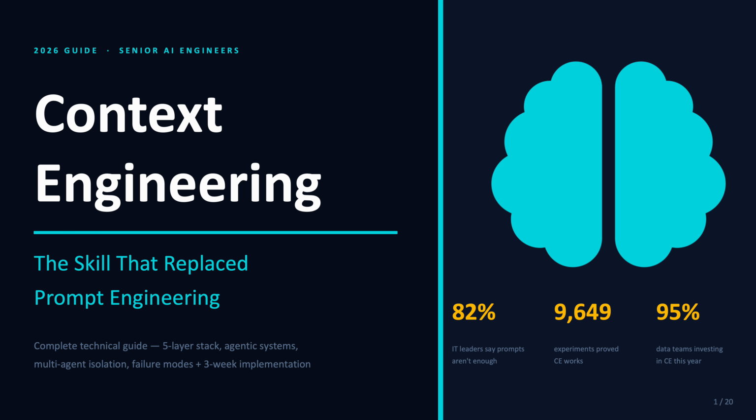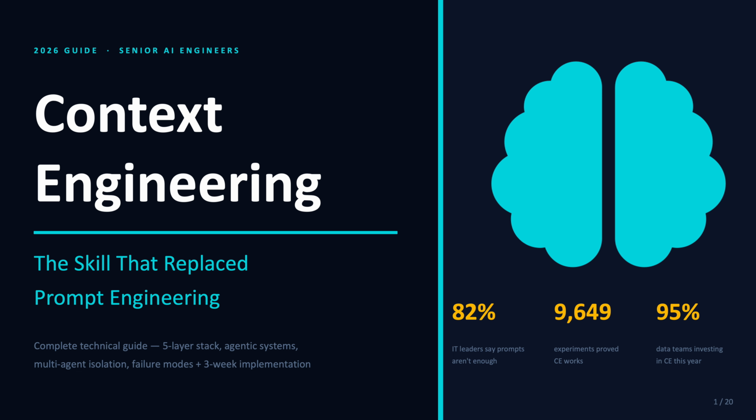There's a phrase spreading through the AI engineering community right now. Andre Karpathy said it. Shopify's CEO repeated it, and Gartner has now made it official. The phrase is, prompt engineering is the wrong term. Context engineering is what actually matters.